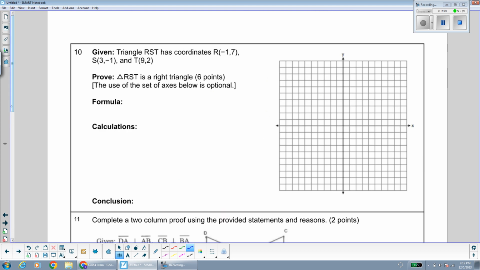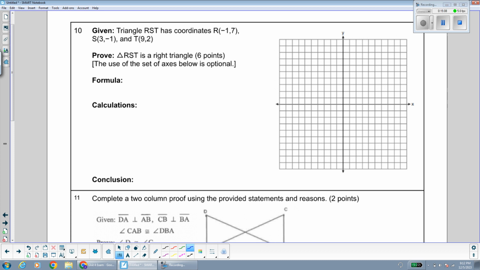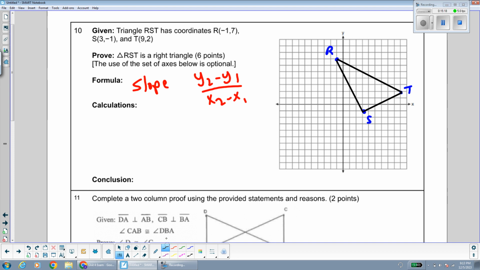Okay, moving along. Let me take a second and plot this. Okay, so I'm going to use the slope formula, which is y2 minus y1 over x2 minus x1. And if I can find opposite reciprocal slopes, that means I have perpendicular lines which form right angles, which will prove that we have a right triangle. So I'm going to start with RS and ST because those look like they're going to form the right angle. And if I need to do RT, I'll do that after, but hopefully RS and ST is enough to see those opposite reciprocal slopes.